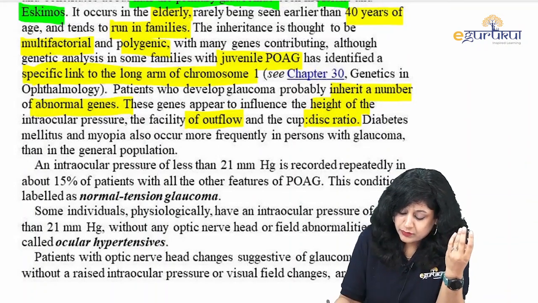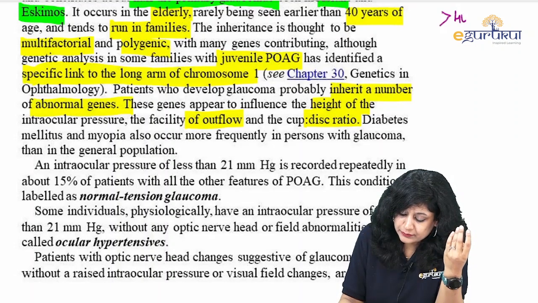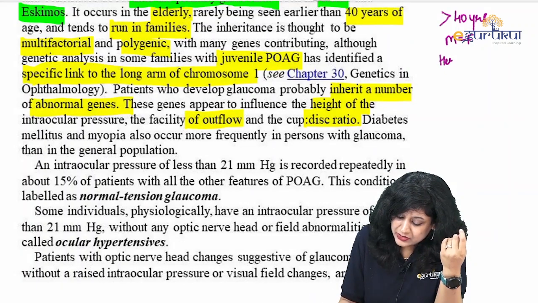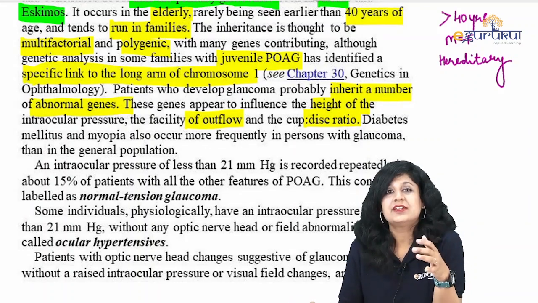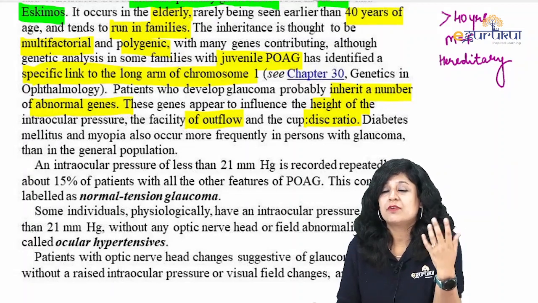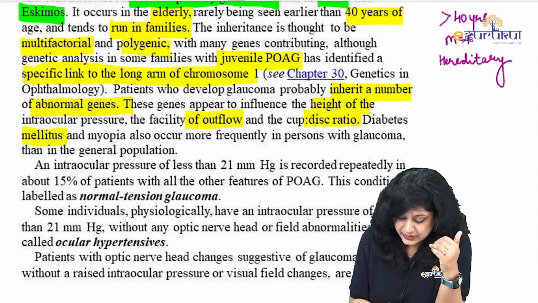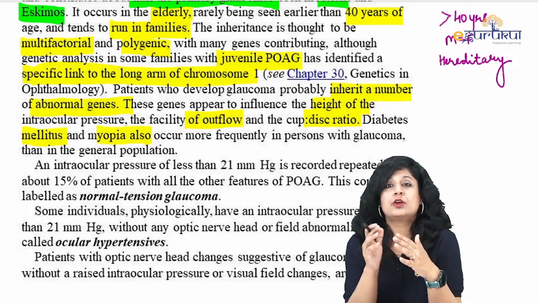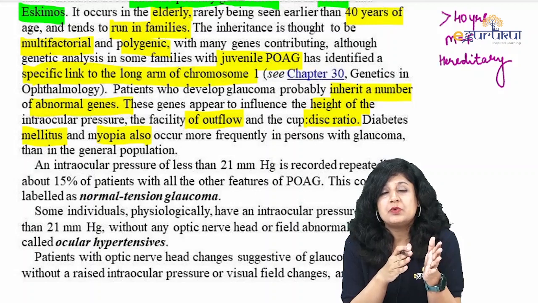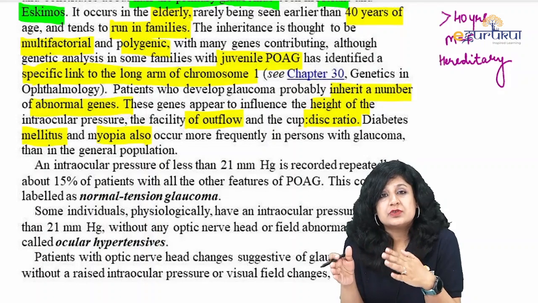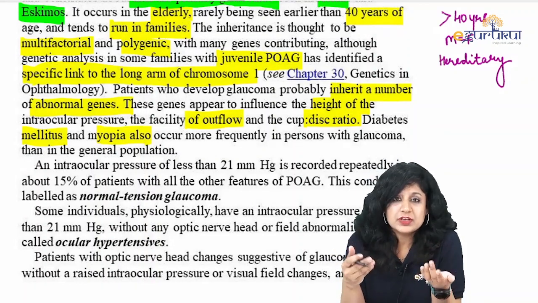If I talk about the risk factors, there is age more than 40 years, and it is equal in males and females. Then we have the hereditary predisposition, which is again an important component. There are certain associated genes, like optineurin and myocilin. And then we also have diabetes and myopia. Glaucoma is found to be more frequent in people having diabetes, myopia, hypertension, thyrotoxicosis, retinal vascular diseases, and smoking, in comparison to the general population.